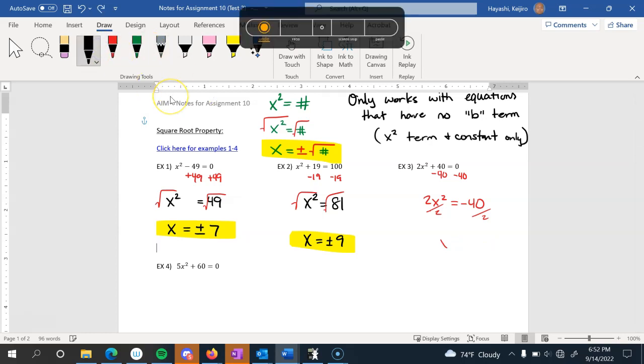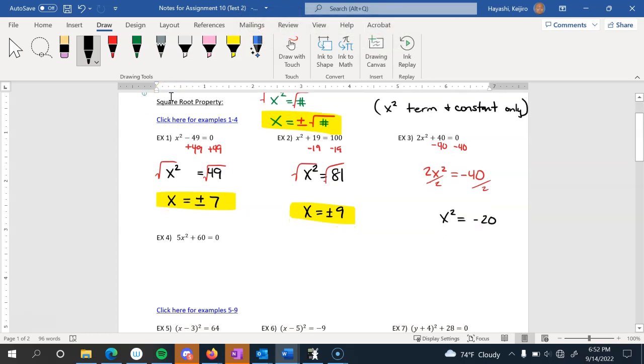Or, well, let me put that in black. X squared equals negative 20. So there's a certain number that if we square it, we're going to come up with negative 20. This will probably be some sort of imaginary number. But let's take the square root and find out. If you wanted to, as an intermediate step, you could just write x equals plus or minus the square root of negative 20, and then figure out how to simplify that later. So what is the square root of negative 20?